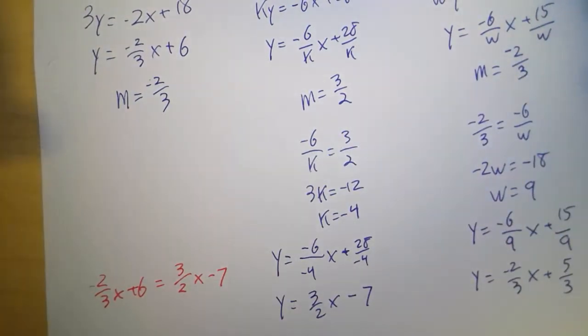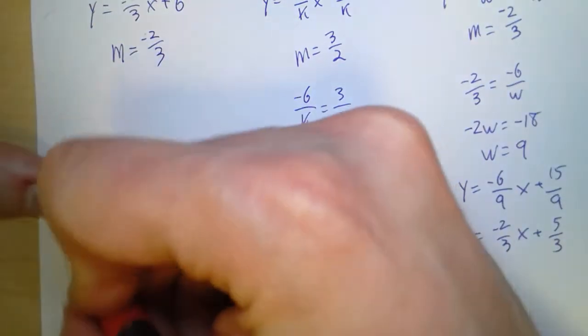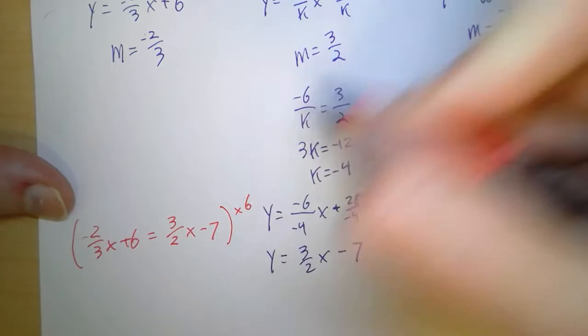Now what I'm going to do is, I don't like fractions in my equations, so I'm just going to multiply this whole thing by 6. Why?